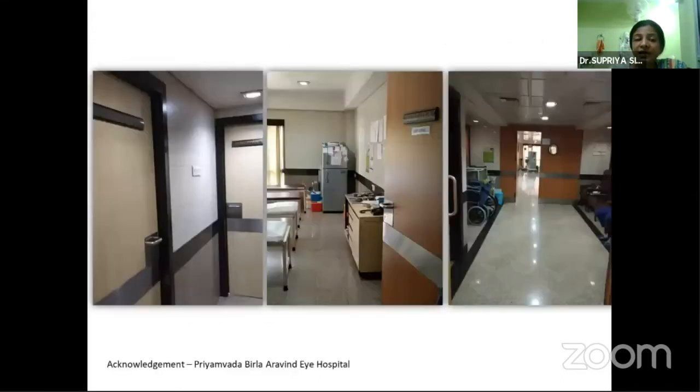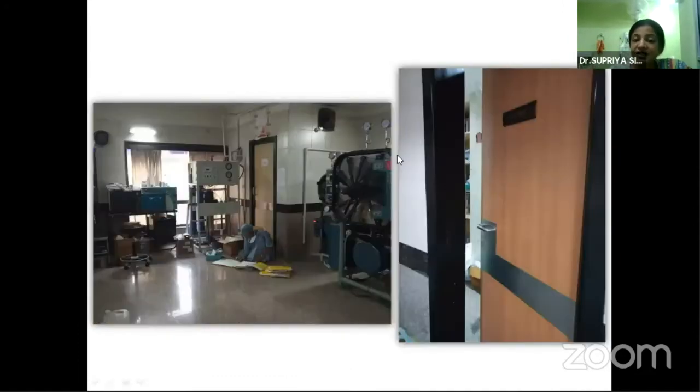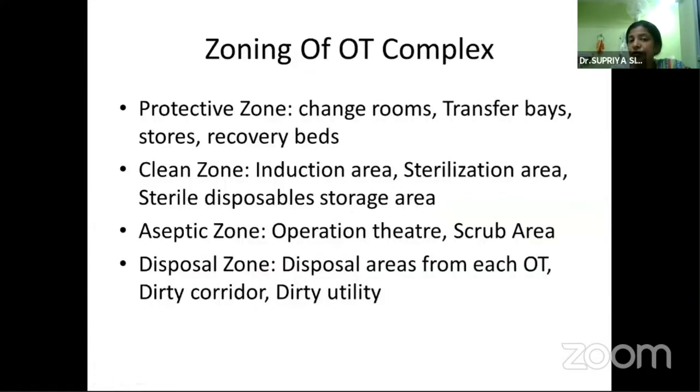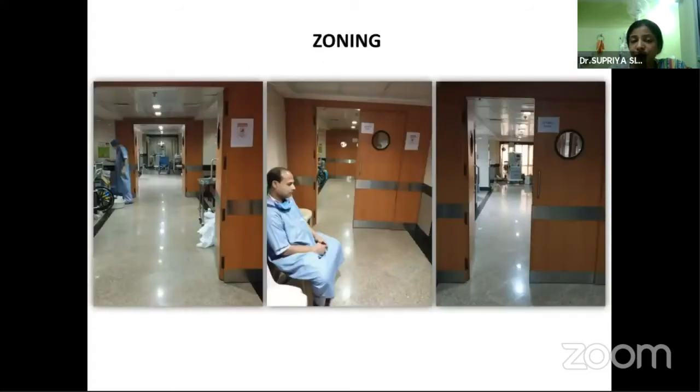An OT complex comprises of surgeon's room, patient preparation room, corridors, sterilization area, storage area, scrub room, and most essentially the theatre. All these areas are divided into zones. So what are zones? Zones are areas of cleanliness in which bacteriological count decreases from outer to inner zone. Zoning is important to maintain unidirectional flow of movement.